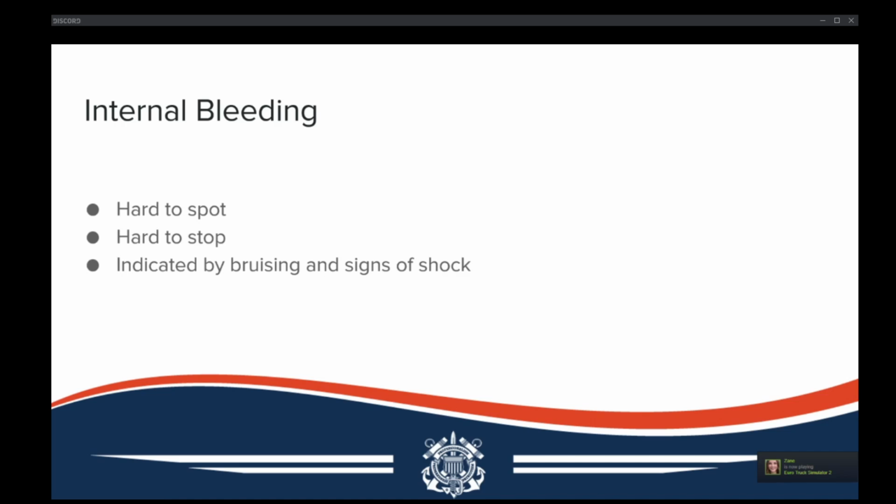So internal bleeding, the key things are it's hard to spot, it's hard to stop, indicated by bruising or going into shock, like we mentioned earlier. Major hemorrhaging leads to shock. There's absolutely nothing you can do about internal bleeding on site. It has to be done surgically, so getting them to the hospital ASAP is key. So spotting it is an important step regardless of whether you can treat it or not. Like I said, major bruising is an indicator. But like we also said, losing a lot of blood makes your body go into shock, so it's a good indicator also.